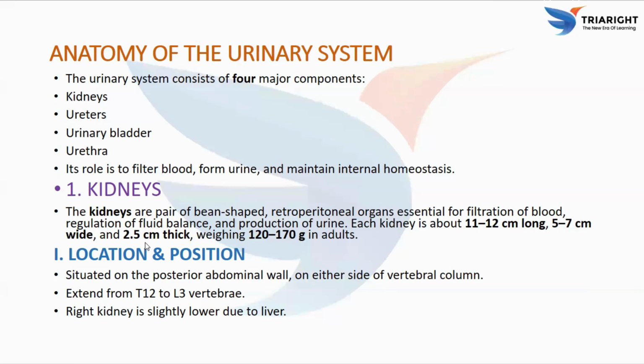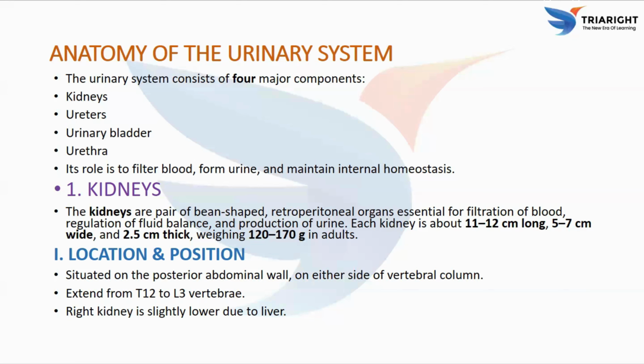So now let me discuss the location and position of kidneys. Where is the position of the kidneys in the body? Kidneys lie on either side of the vertebral column, nothing but the spine. They extend from the level of thoracic 12 to the lumbar third vertebra. They are protected by the lower ribs. So why is the right kidney lower? Because the liver sits above it and pushes it down.